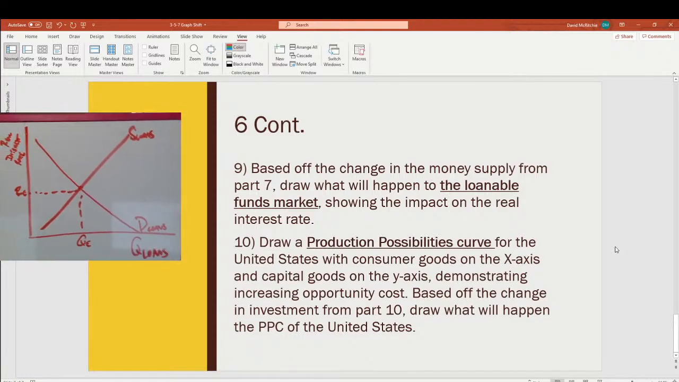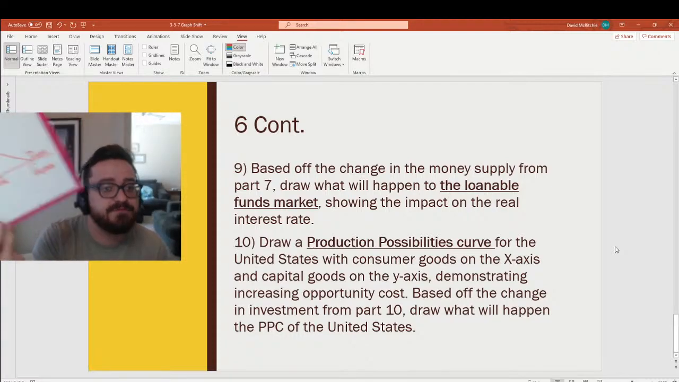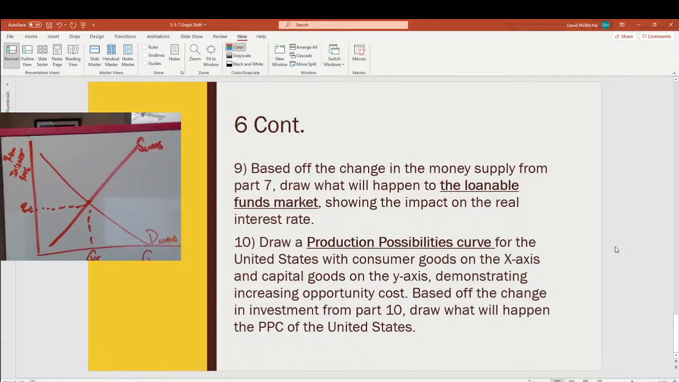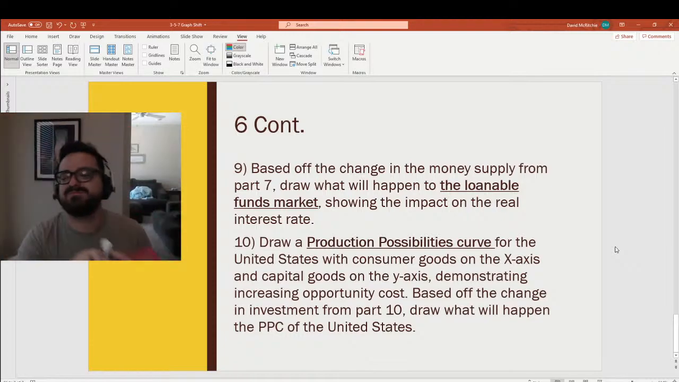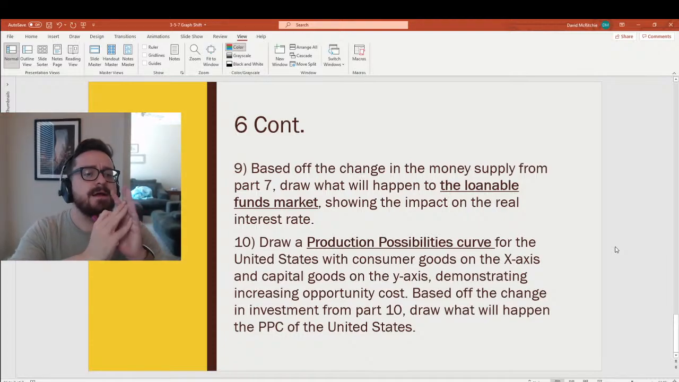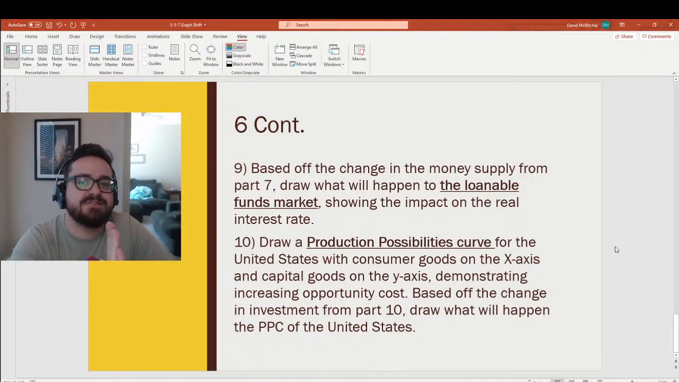So here is my loanable funds market graph. It is a normal supply and demand graph, like upward sloping supply, downward sloping demand, all that stuff. And again, the shift I'm basing this off of is the fact that the money supply increased in part 7. I drew an increase in the money supply. Okay, well, money supply goes up. What happens on my little funds market graph? Well, let's explain that money market shift again.